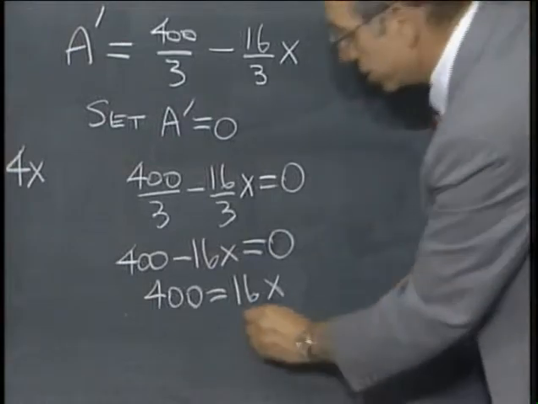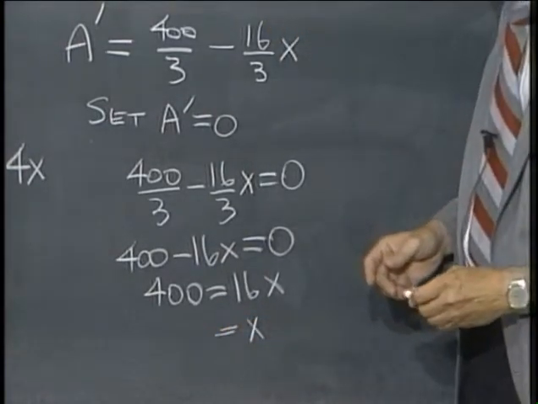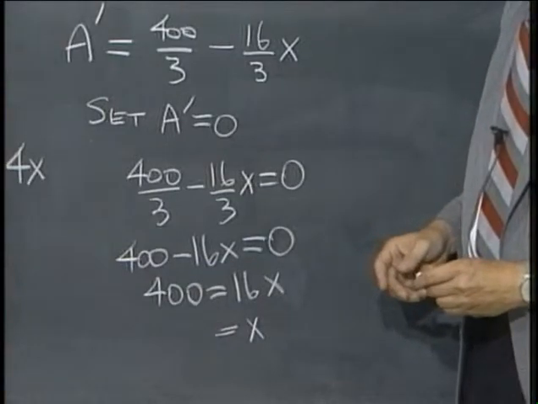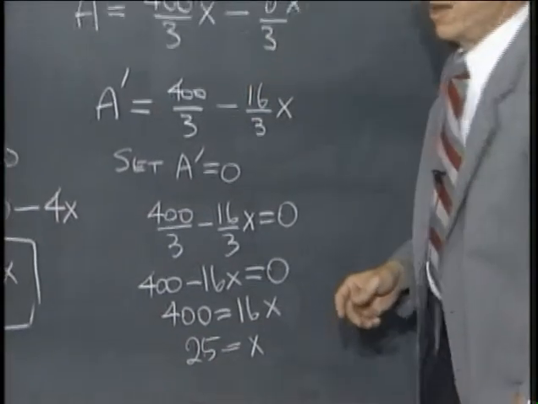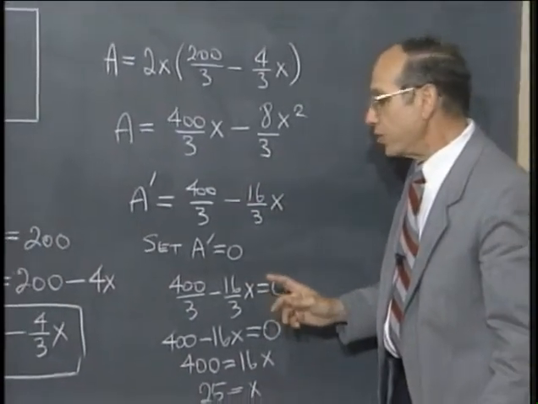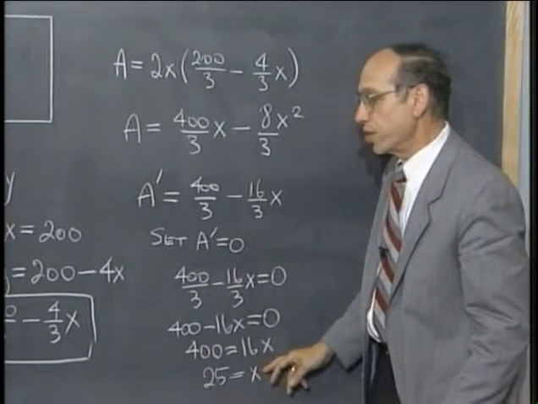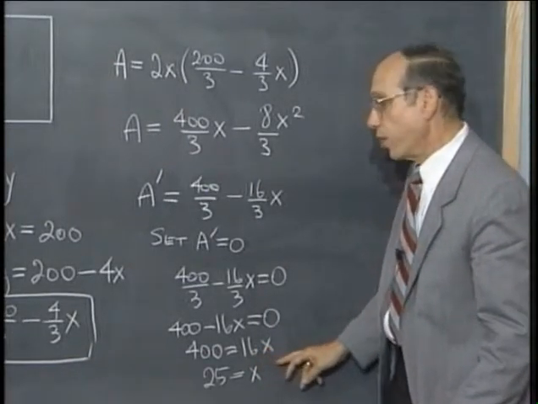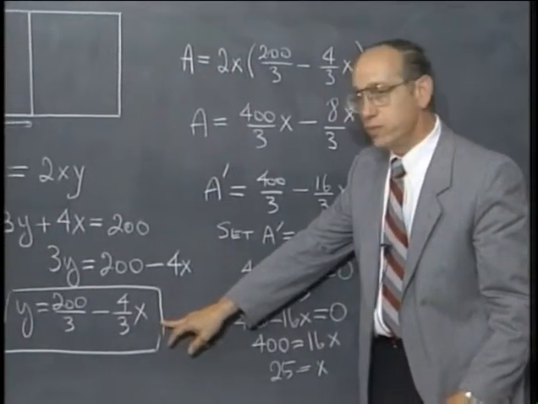Finally, divide by 16, and you get x is equal to 400 divided by 16, which we all know is 25. Are we done? Well, not quite. You see, we know that x is 25, but we also want to know y. To get y, we have to go way back here to this equation that I boxed in before.